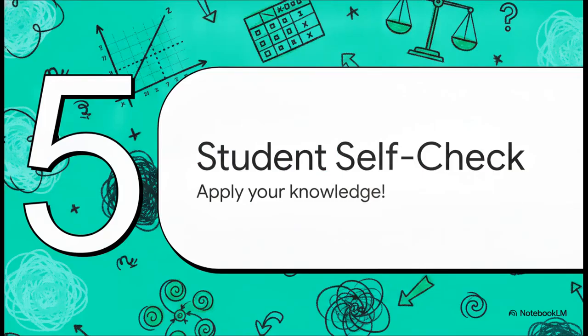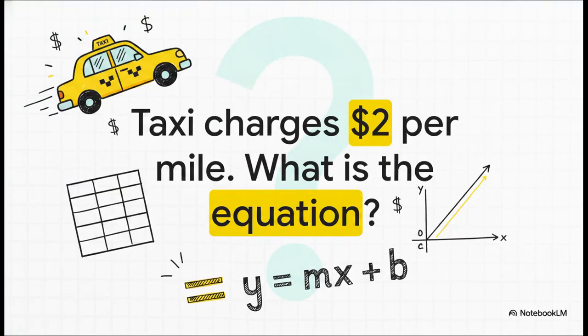Section 5. Student Self-Check. All right, now it is your turn to apply these concepts. Let's wrap up this explainer by having you apply this same guided journey to a brand new scenario taken straight from our source materials. Imagine a taxi that charges exactly $2 per mile with absolutely no starting fee. Think through the exact steps we just took together.